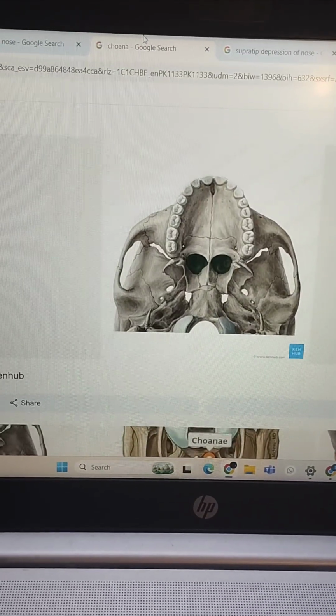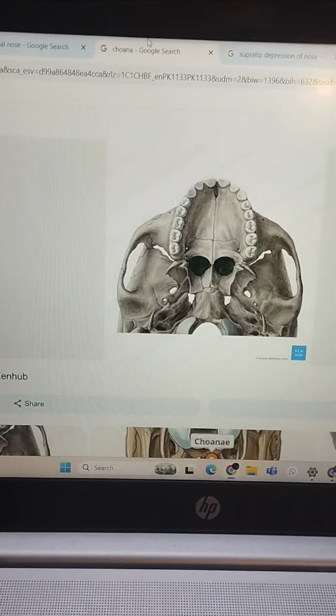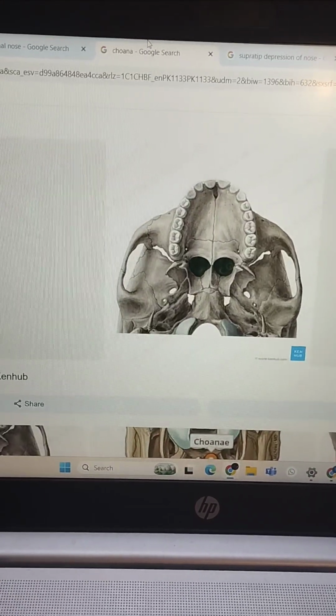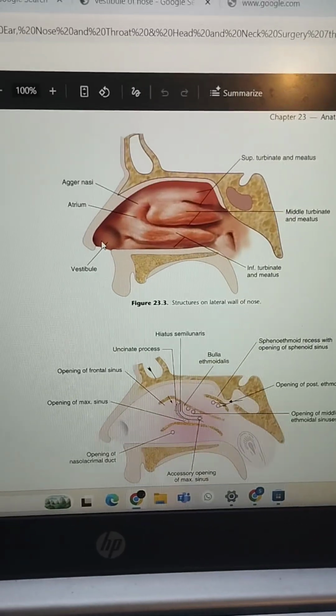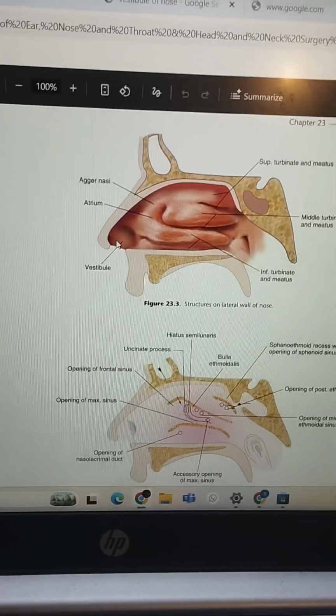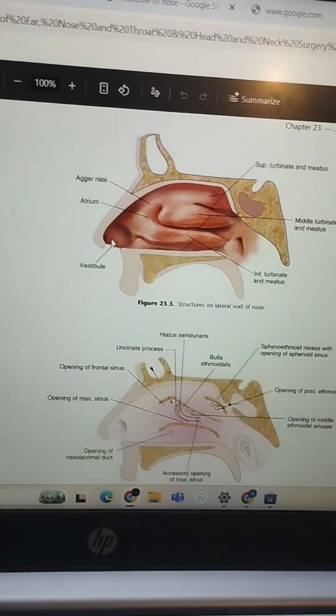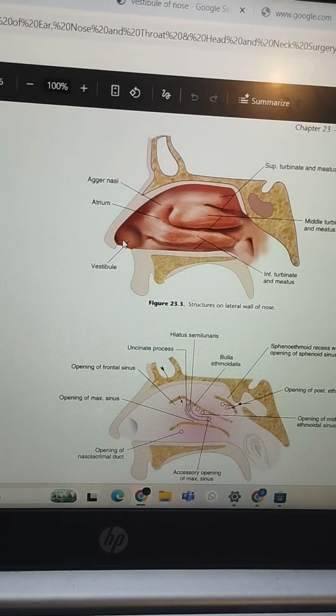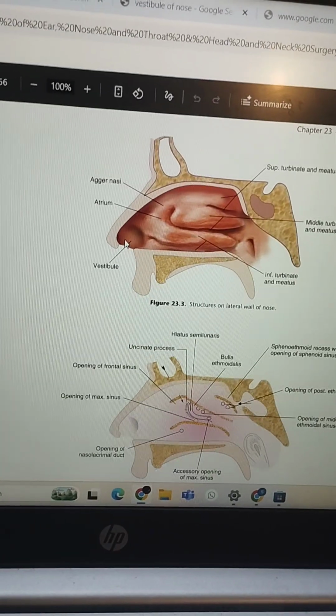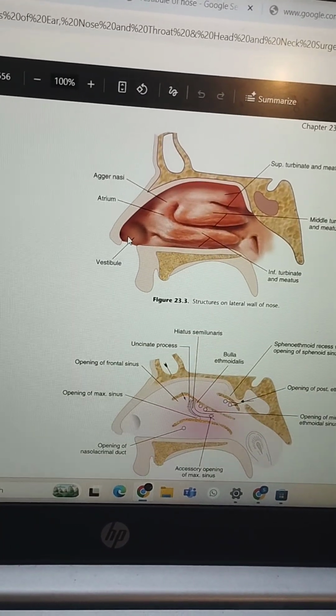Each nasal cavity consists of a skin-lined portion, which is the vestibule, and a mucosa-lined portion, which is the nasal cavity proper. Let's talk about the vestibule of the nose. It is a part of the internal nose, as we can see here. The anterior and inferior part of the nasal cavity is called the vestibule. It is lined by the skin and it has sebaceous glands, hair follicles, and the hair are called vibrissae.